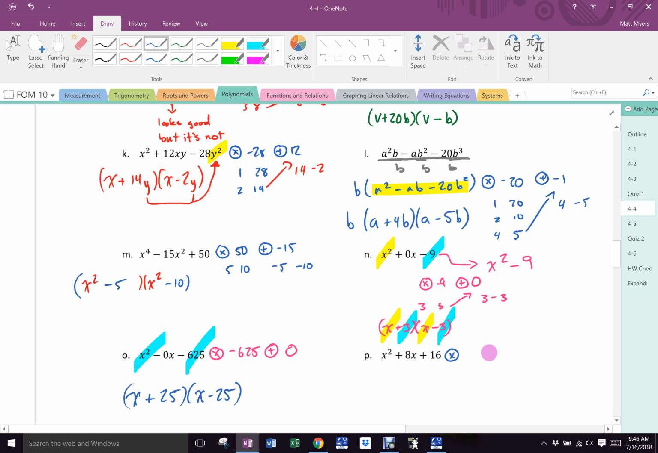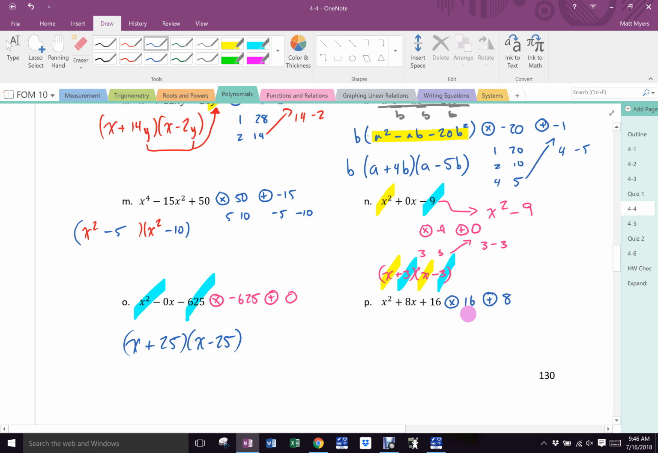What do I got to multiply to? 16. What do I got to add to? 8. Is it 1 and 16? Is it 2 and 8? Is it 4 and 4? Yep. X plus 4, x plus 4. Now I want you to notice something here. I have an x squared, x and x. What is special about 16? It's a perfect square, yes? There's my 4 and 4, yes?